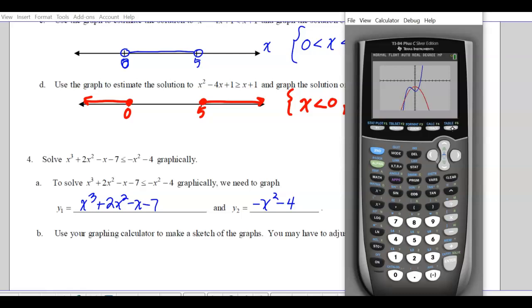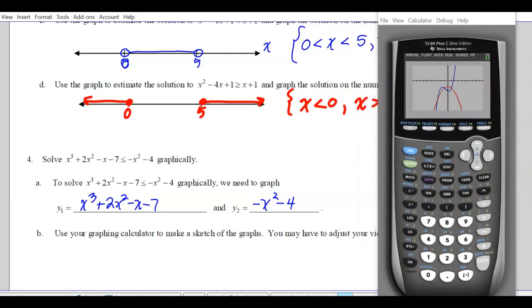Okay, so I've adjusted my window. I'm not going to do a sketch, I'm just going to give the window here. For x, I said negative 10 to 10. For y, I went from negative 20 to 10. Okay, so now you can see those intersection points.